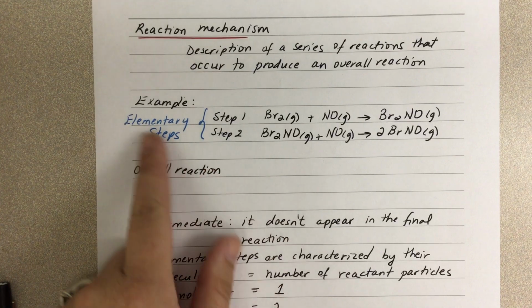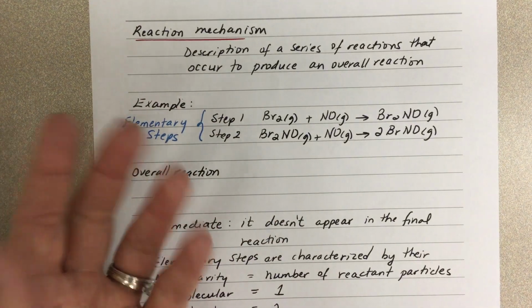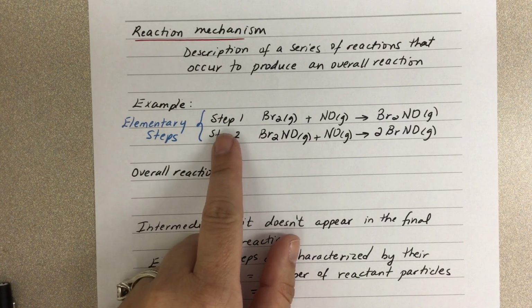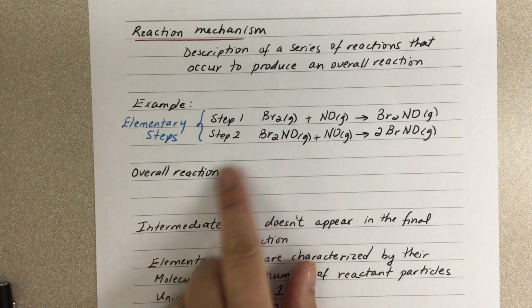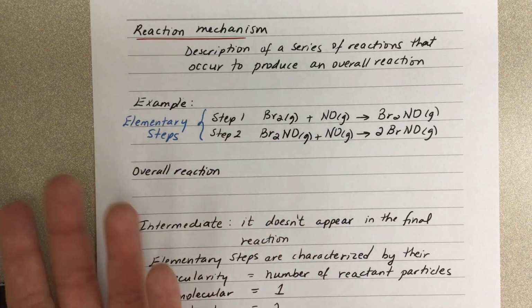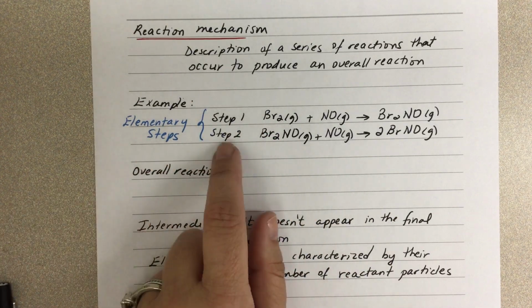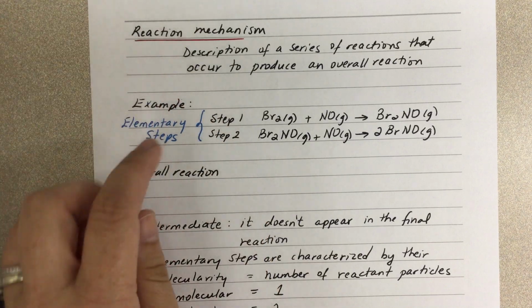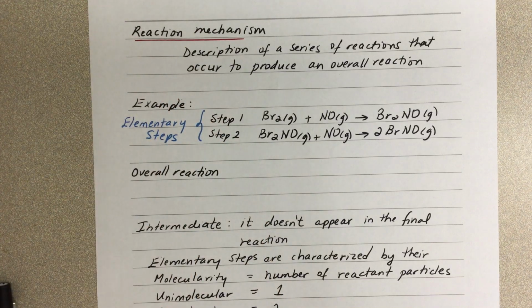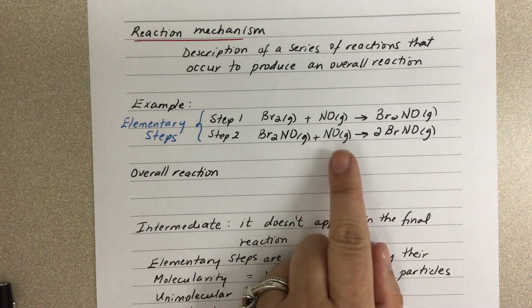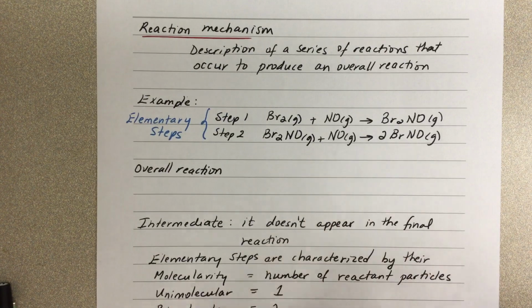So I have here a simple representation of a mechanism. You have two different steps, and from those two steps you can actually get the overall reaction. The steps that you're given that are showing you the reaction mechanism are called elementary steps. We can combine those steps to find out a lot of information.